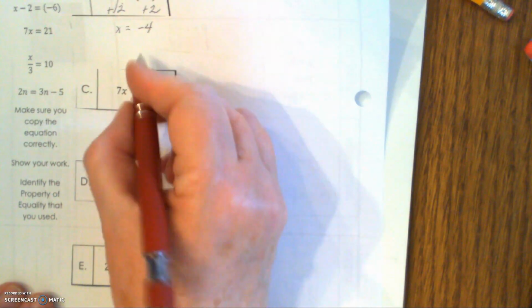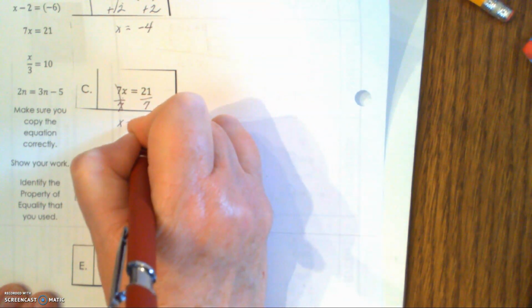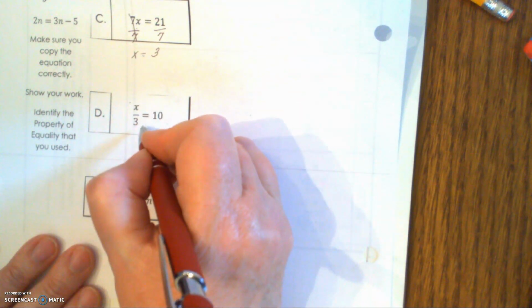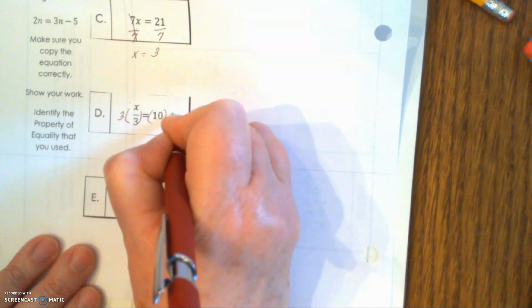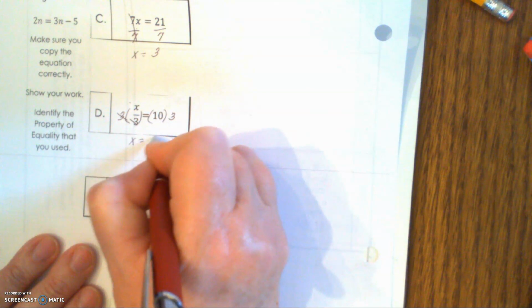Then we're going to check the next one. The inverse of multiplication is division. So x equals 21 divided by 7, which is 3. Then we have x divided by 3. You can multiply both sides by 3. These cross out. X equals 30.